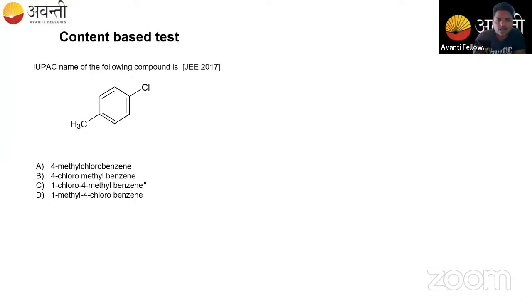That is 1-chloro-4-methyl-benzene. The other name of this one is 4-methyl-chlorobenzene. We can also name it this way, so more than one answer is correct. 4-methyl-chlorobenzene we can also call it, or 1-chloro-4-methyl-benzene. This we can also give as the name. So that is what you people need to understand.